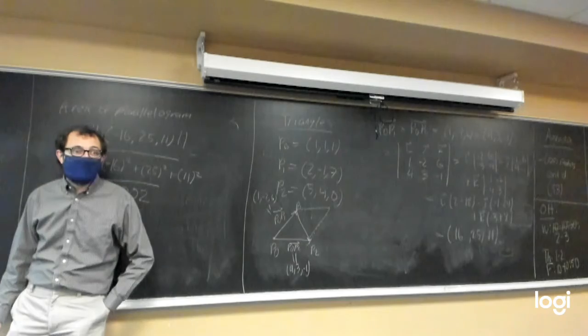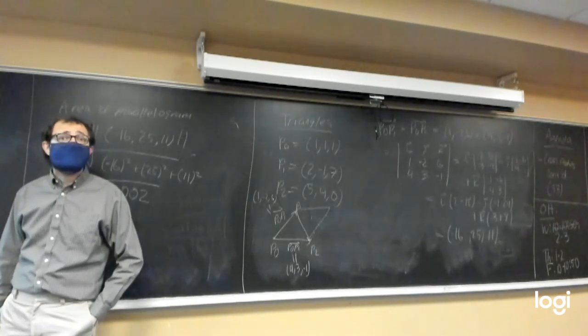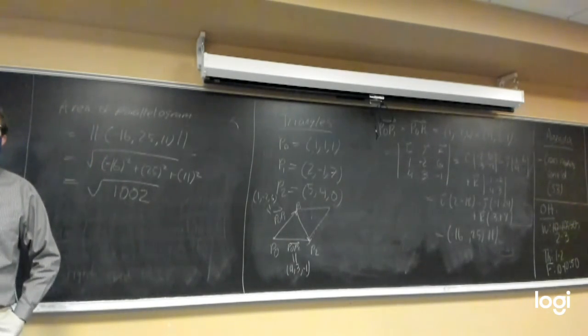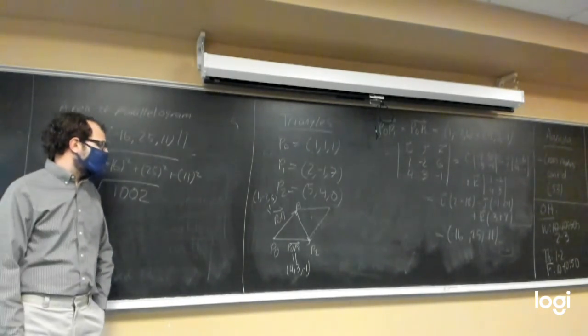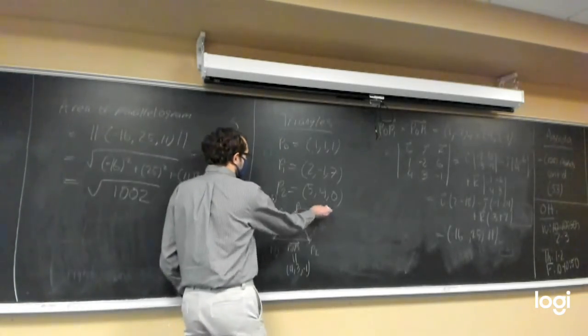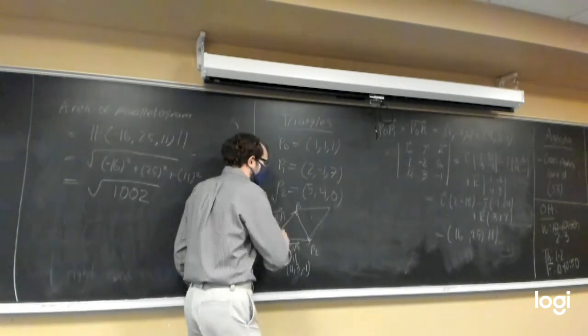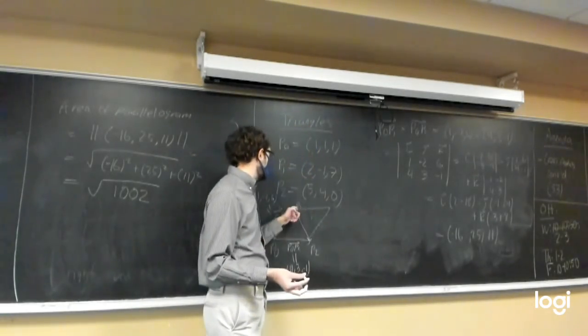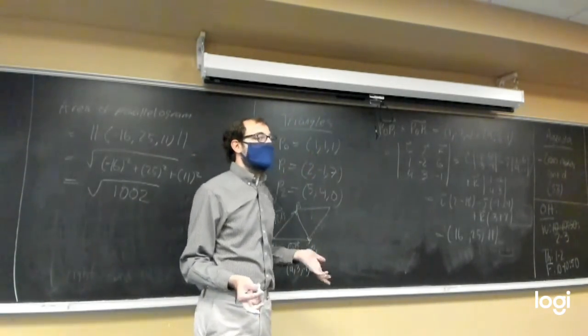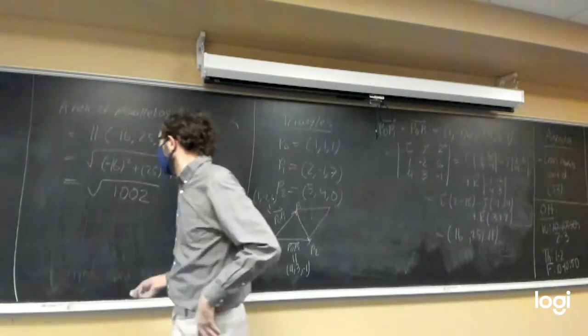Is that going to be the area of our triangle? Tim, you're shaking your head? You've got to divide it by 2. It's only half of the parallelogram. Right now we have the area of this full parallelogram. But if we want the area of just the original triangle from P naught to P1 to P2 and back, you have to just divide by 2.